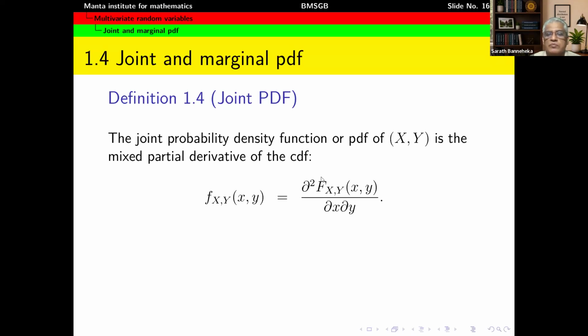So you can first differentiate with respect to y and x, it doesn't matter. In most cases, you get the same answer. It doesn't matter whether you differentiate with respect to x or y first, right?